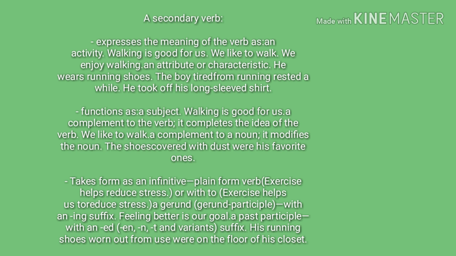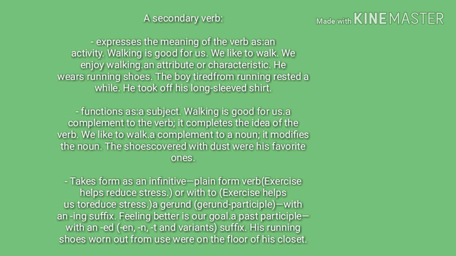Now come towards the secondary verb form in a detailed manner, and it expresses the meaning of the verb as an activity and as a characteristic or attribute. Now for example: walking is good for us, we like to walk, we enjoy walking. In these three sentences, the word walking shows that a certain activity is going on. And as a characteristic, for example: he wears running shoes. The boy, tired from running, rested a while. He took off his long sleeved shirt. So in these three examples, it shows a certain attribute, a characteristic.